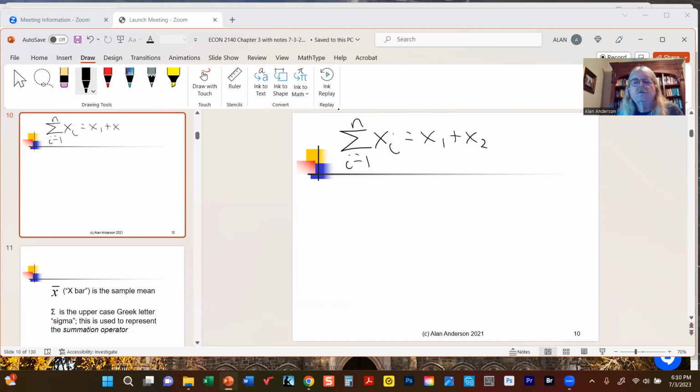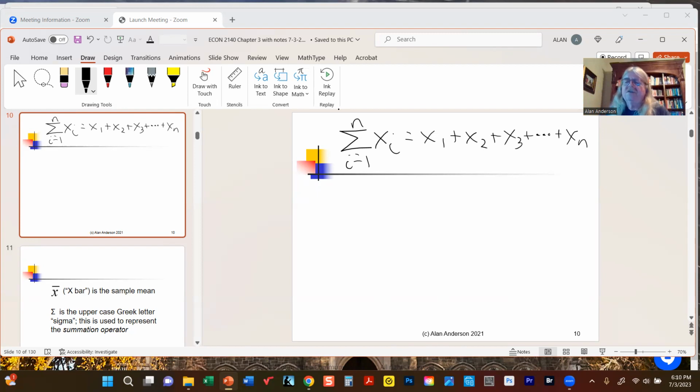So what you're doing is you're running through the entire list of elements in your sample, and you're just adding them up. So if we have n elements in our sample, this notation says, take your x's and add them up. And you notice by the index, i equals 1 to n, that's how we know that we start at 1 and we end at n.